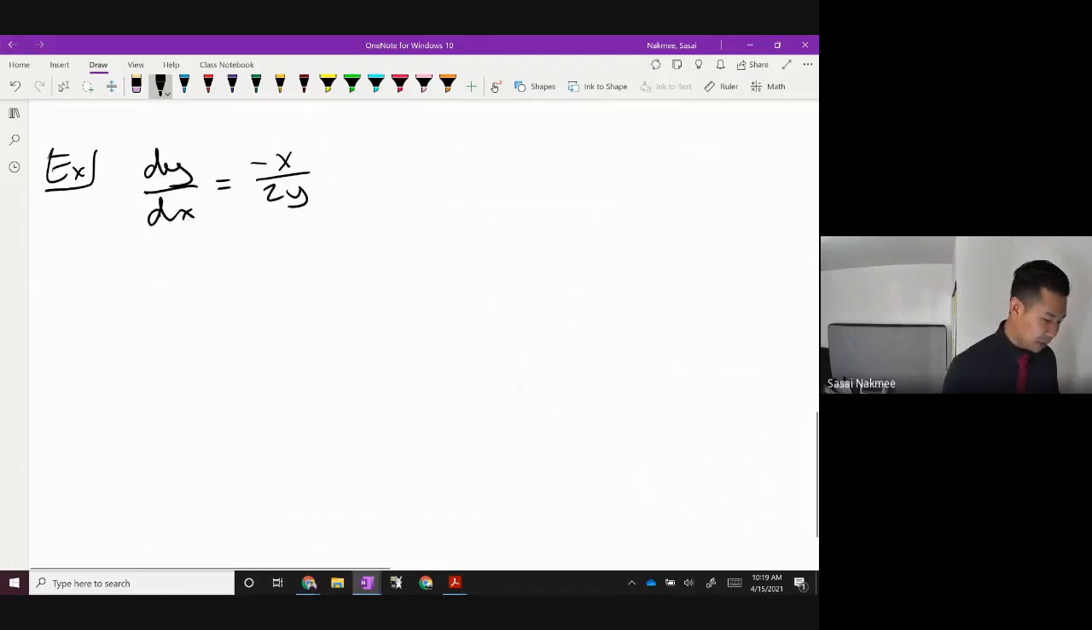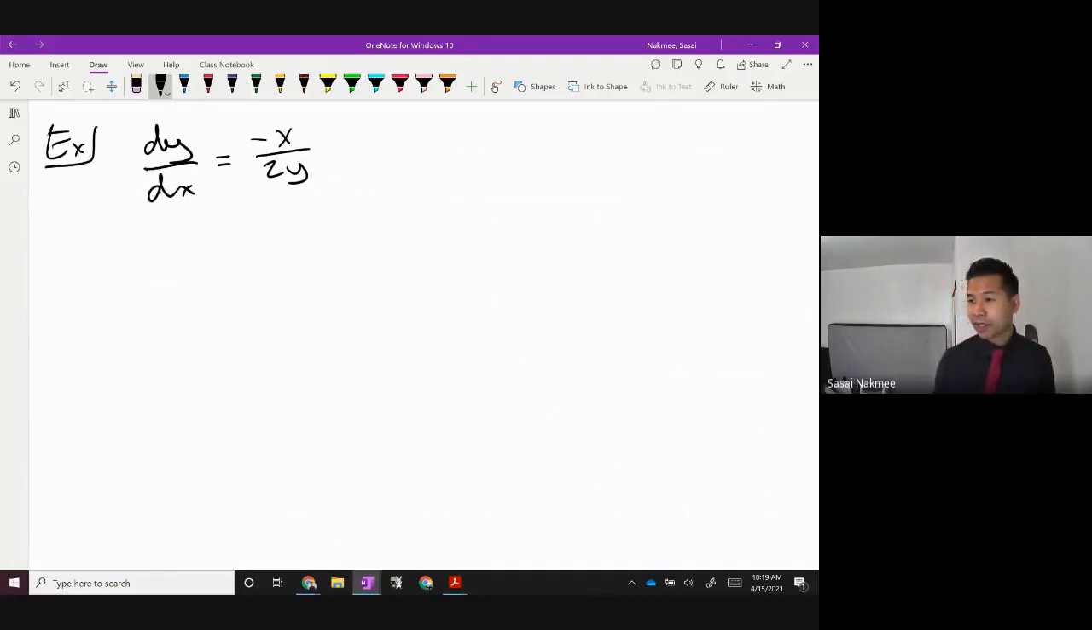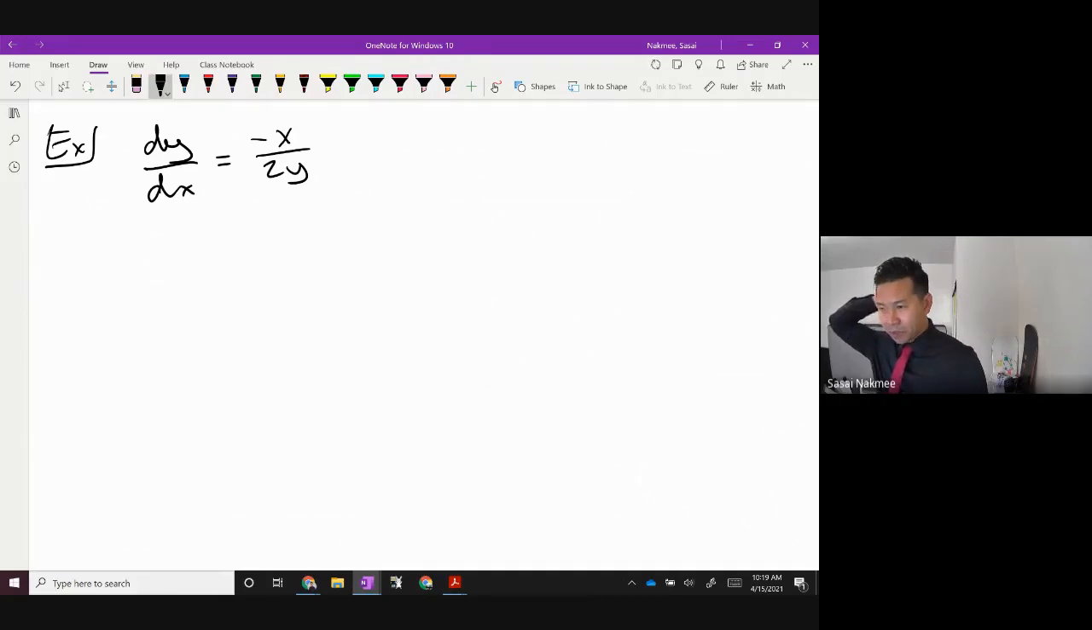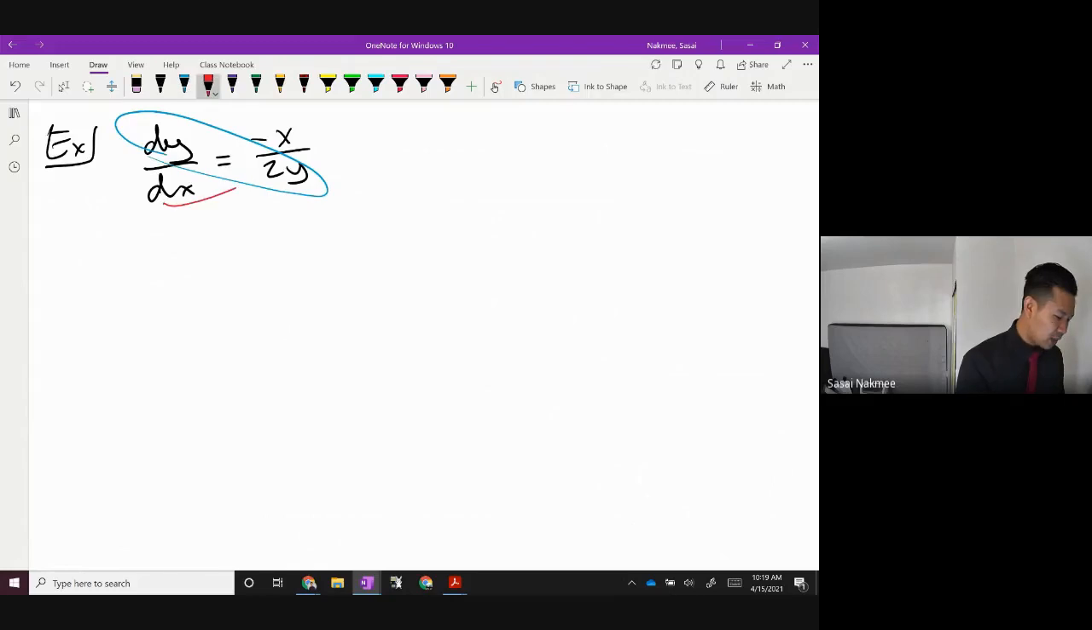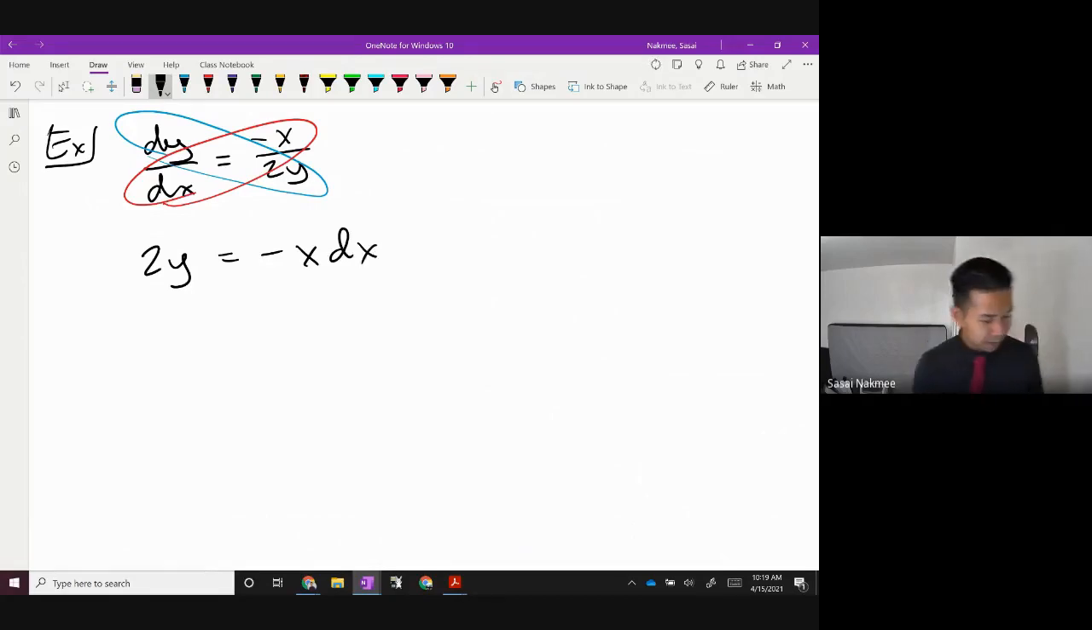Step 1, when you're dealing with these differential equations and you're asked to find the general solution, we're going to go ahead and separate the variables. In this particular case, it's going to separate just like the last one, isn't it? The dy's will go with the y's, and the dx will go with the x. So we have here 2y dy is equal to negative x dx.